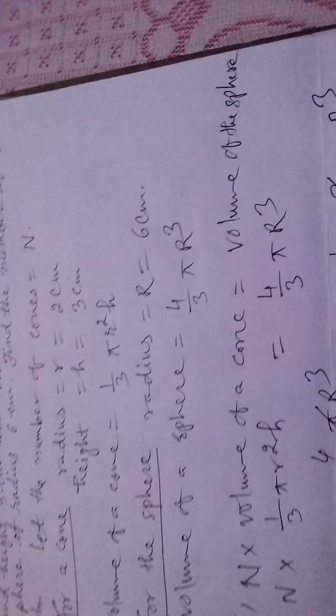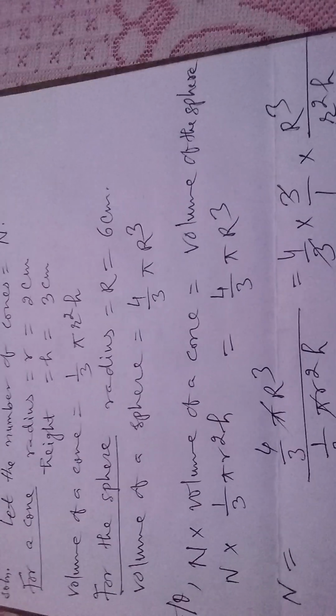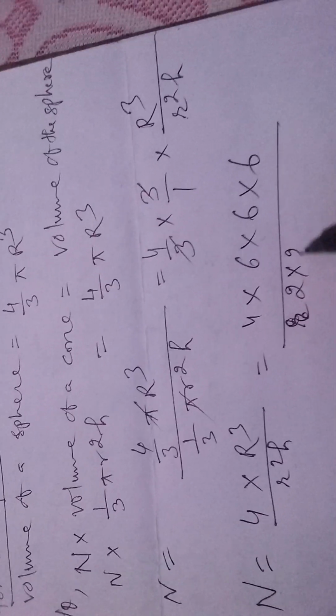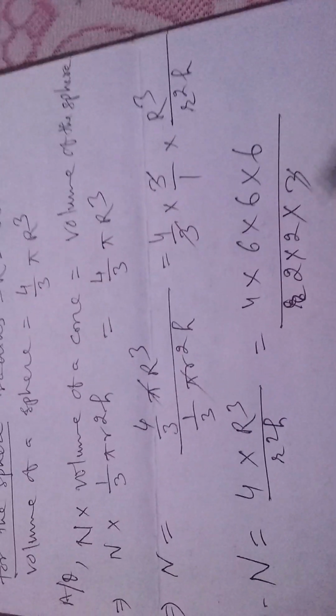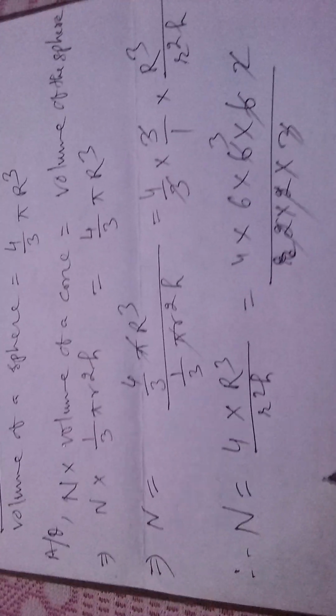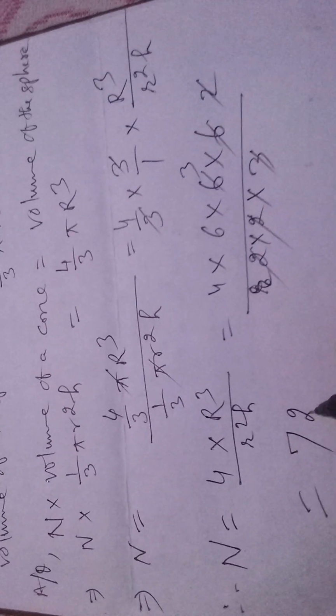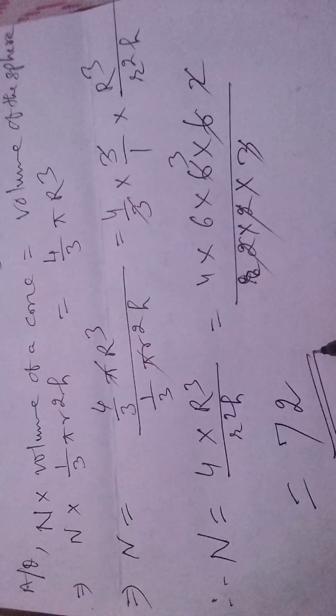Now we'll put the value of capital R, that is radius of the sphere is 6. So 6 into 6 into 6 by r value is 2, 2 into 2 into h is 3. 3 2s are 6, 2 and 2 cancel, 2 3s are 6, and that is equal to 4 into 6 is 24, 24 into 3 is 72. So 72 metallic cones are made after getting the sphere.